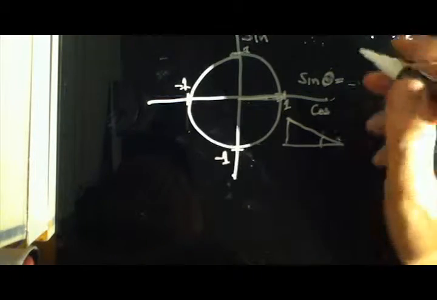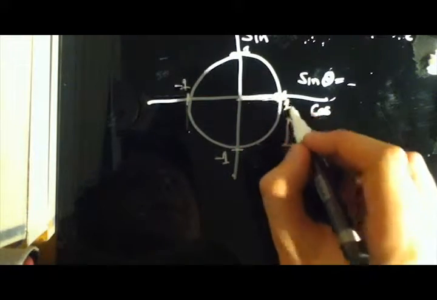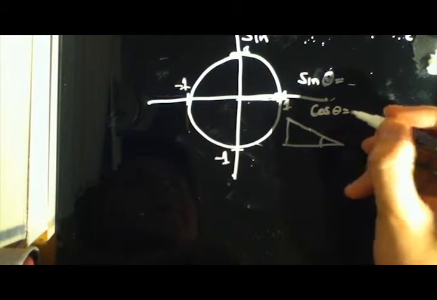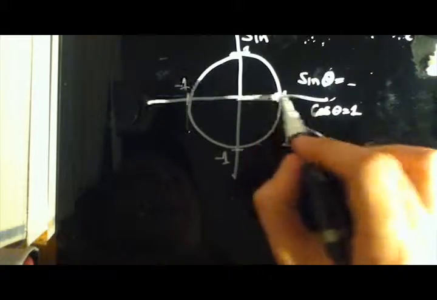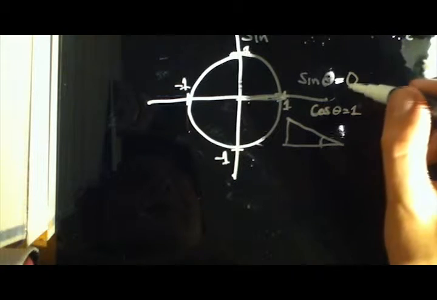I'm sorry, the cosine of 0 is 1 because this is the cosine. And since it extends all the way to 1, its cosine of 0 is equal to 1. And what's the sine of 0? What is the height? What is this point along the y-axis? It's non-existent. It's 0. That's why the sine of 0 is equal to 0. You can actually type that into a calculator and you will see the answer.